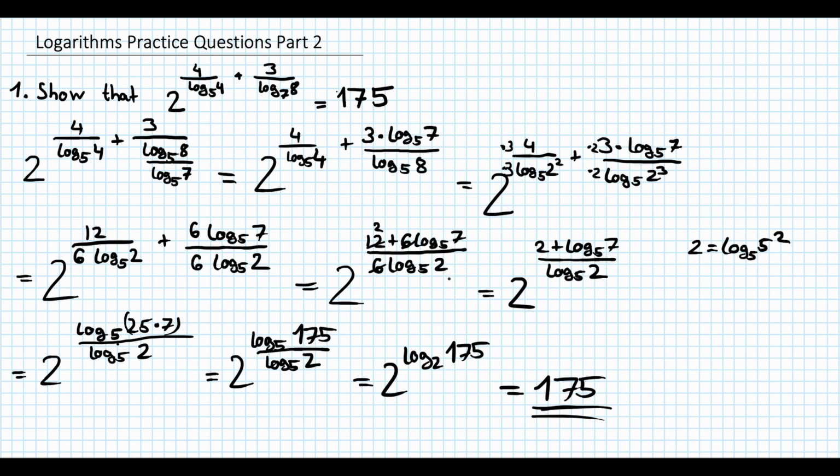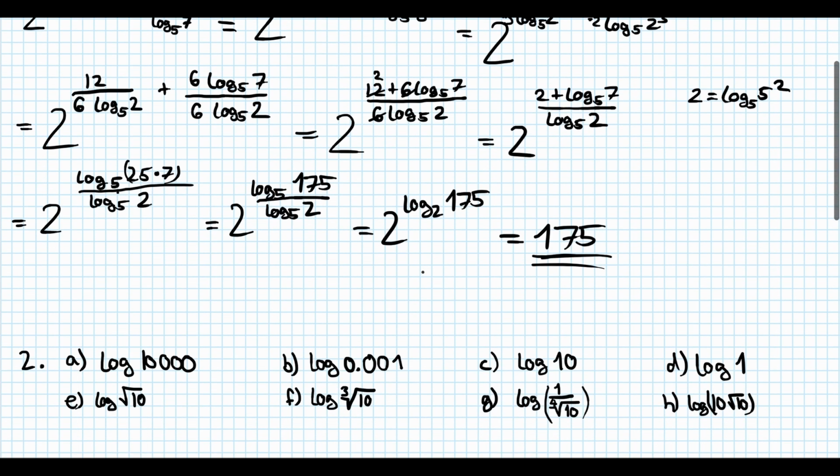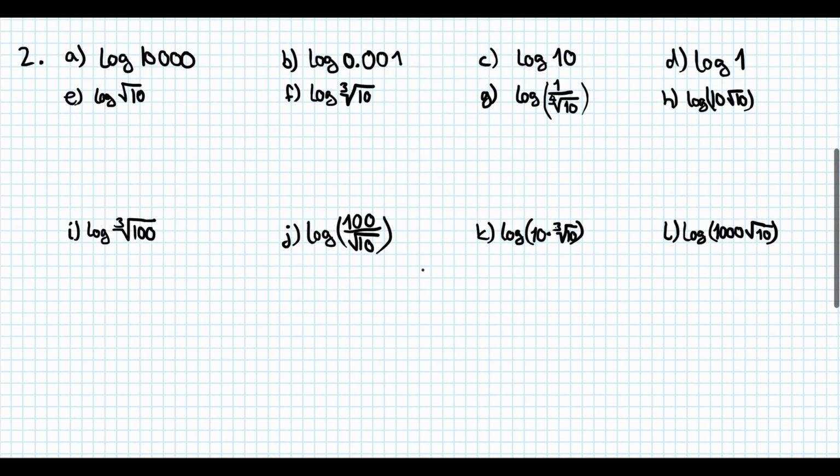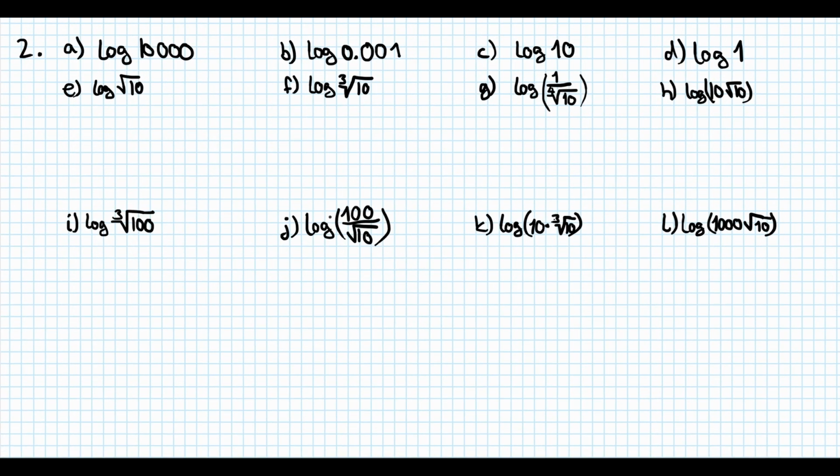Alright, let's do some smaller practice questions over here. Okay, so A, log of 10,000. 10,000 is the same as 10 to the power of 4. And log always has the base 10 if there's no base indicated. So that will just be 4. Log of 0.001 is just 10 to the power of negative 3. So that will be negative 3.